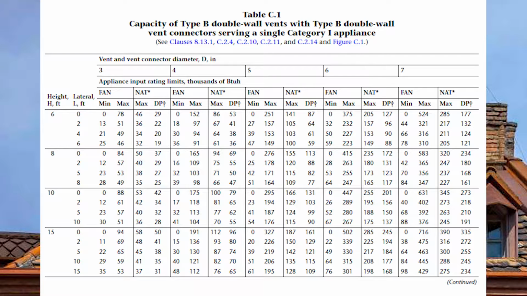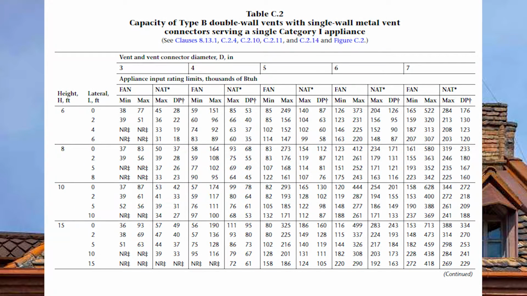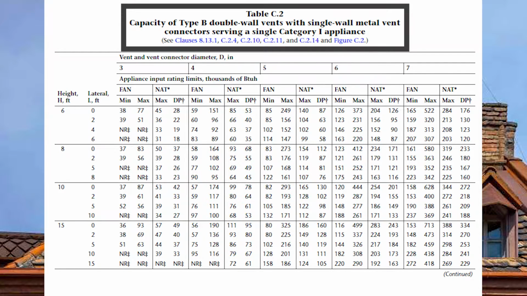Before we do any sizing, we should become familiar with the sizing tables. So turn to page 177 in the codebook to table C1. Capacity of type B double wall vents with type B double wall vent connectors serving a single category 1 appliance. Now, before we talk about all the other data that's on that table, let's flip to table C2 on page 186 of the code. Capacity of type B double wall vents with single wall metal vent connectors serving a single category 1 appliance.